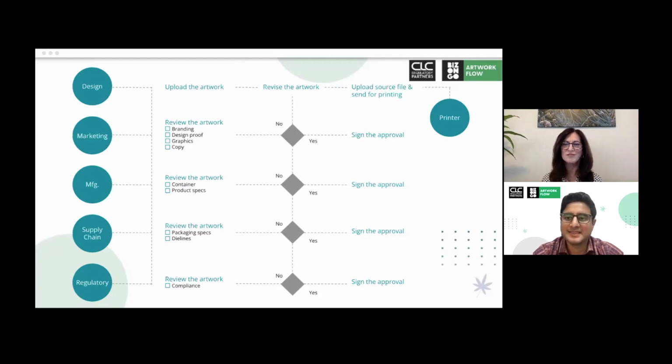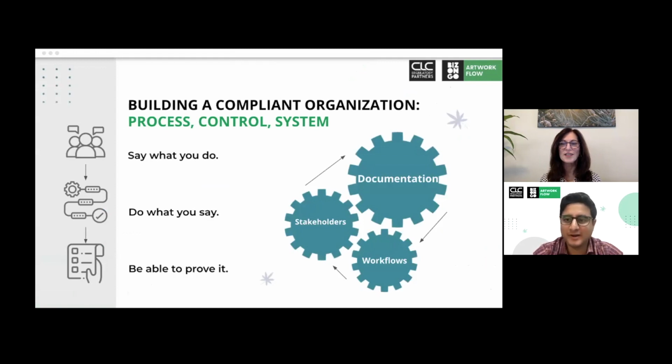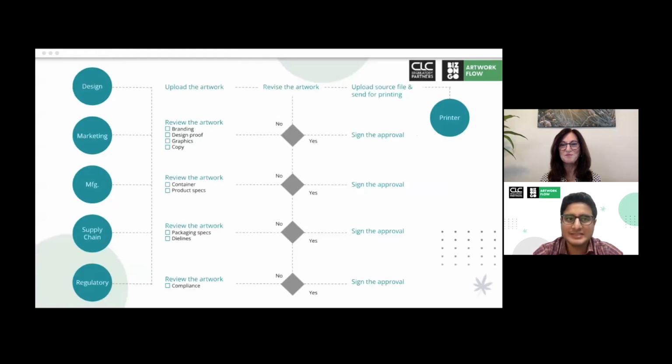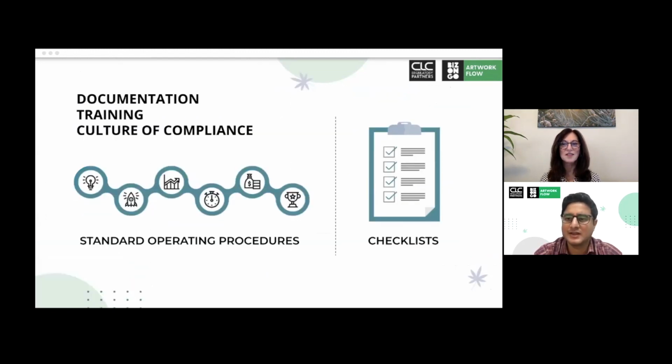I hope that helps. Yeah, no, that's a really simple way to put it, right? Make sure that you say what you do, do what you say, and be able to prove it. And you walked us through a really good example of who all the stakeholders are, as well as what a workflow could look like. But in the slide before, you mentioned that the three stages are taking care of the stakeholders, making sure that you have a workflow, and then making sure that the documentation is right as well. So how important is the documentation process here, and what does that look like?